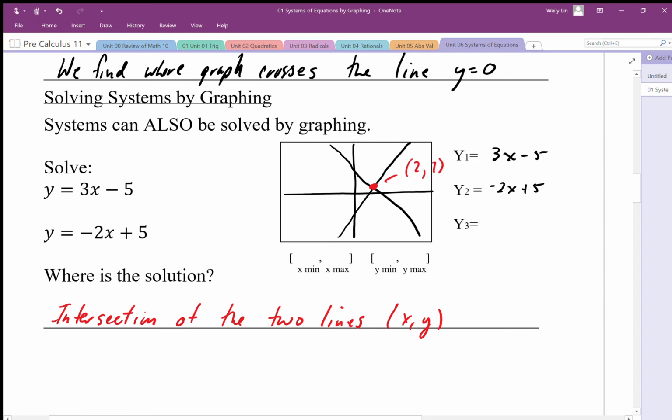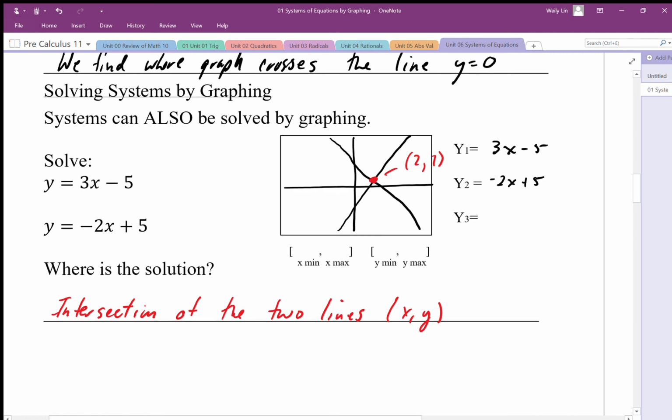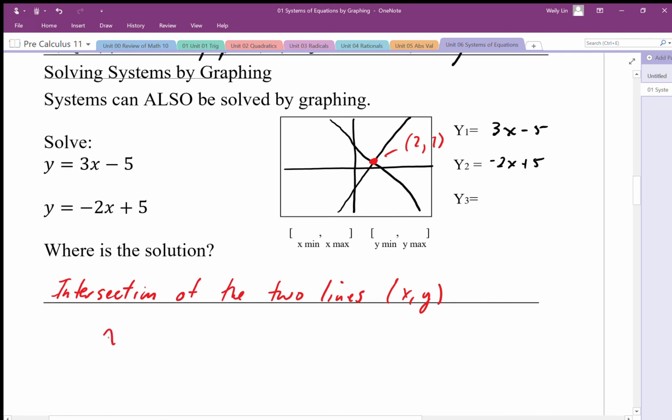If we were to check this, we can see that it does fit into both equations. When x is equal to 2, y is 1. So my solution is x equals 2, y equals 1, and a two-variable system has a solution for both x and y.